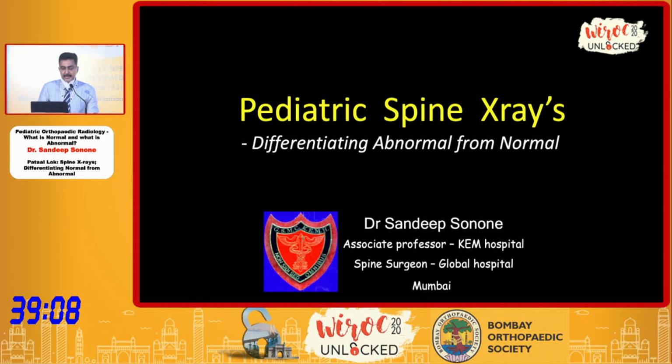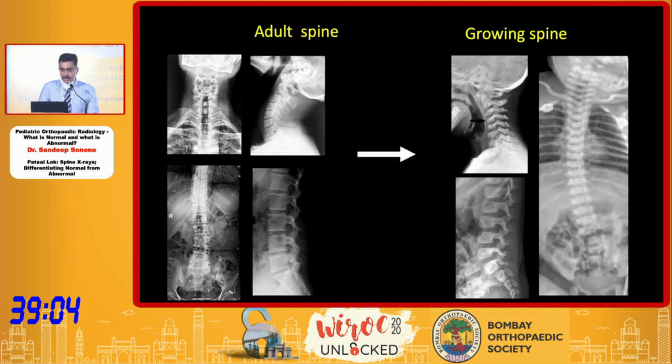So moving on to the pediatric spine X-rays and differentiating the abnormal from the normal. First, we need to understand that the normal looking spine X-rays in the pediatric age group by themselves are quite different from what is seen in the adult population. The bones are relatively smaller, they are thin, the landmarks are not visualized well.